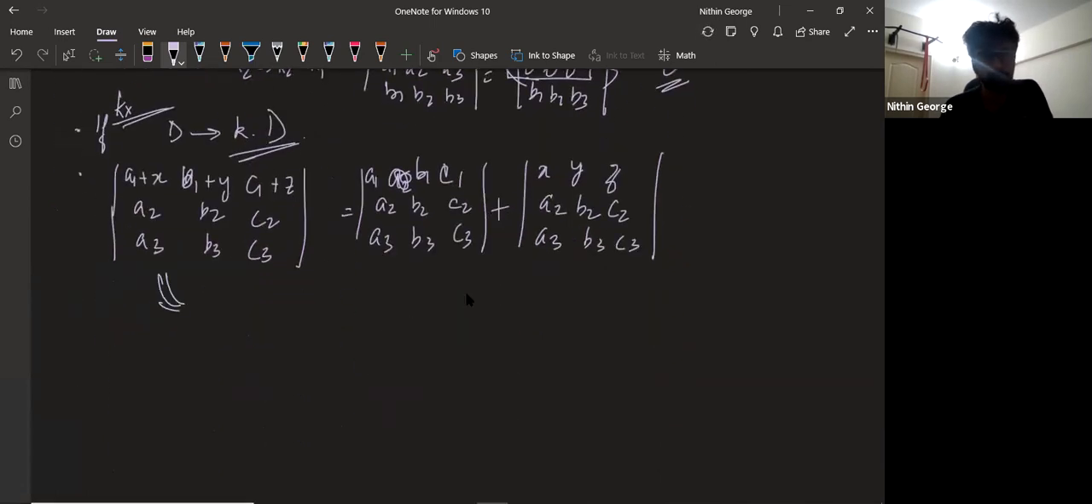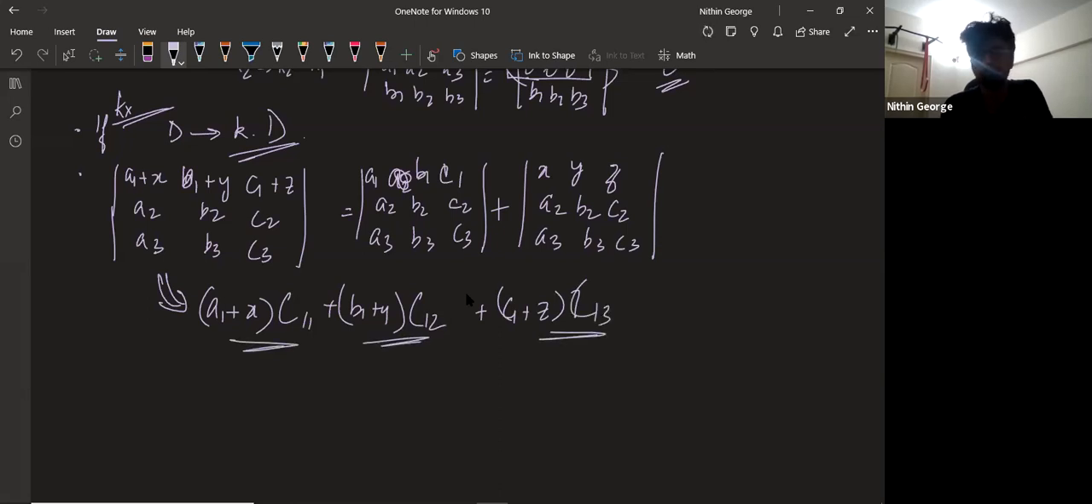Here the determinant will be basically like this: a1 plus x into the cofactor of 1,1, plus b1 plus y into cofactor of 1,2, plus c1 plus z into cofactor of 1,3. Basically, I split each of these into two terms each, and then I clubbed the a1, b1, c1 terms together and the x, y, z terms together. That's how you get two determinants. This is the easiest way of explaining this. Did you guys get this much? Should I repeat it again?